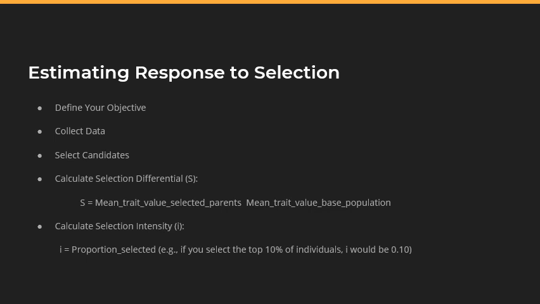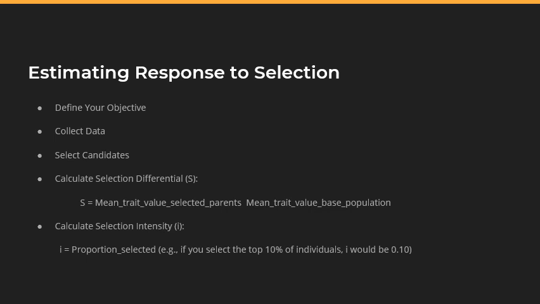Third, we would like to select some candidates. You'd have to identify individuals in the base population that possess the desired trait values. These individuals will serve as a starting point for the breeding program and are often referred to as selected parents.